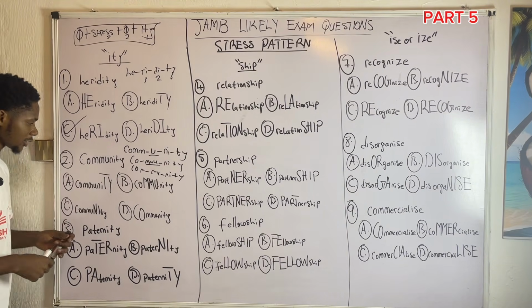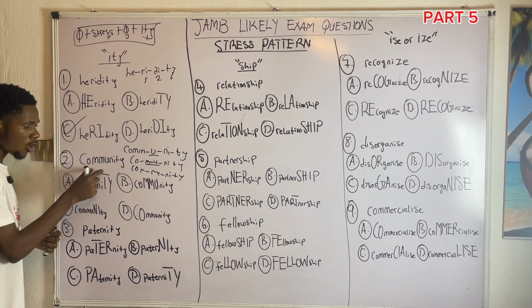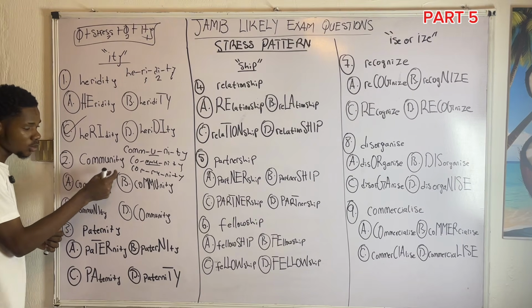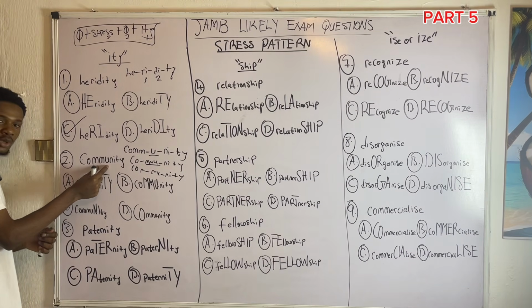Okay, from the JAMB examiners. So how do you stress community? So we have community. Why? MU is the first syllable from the end, NI is the second syllable, and COM is the third syllable.